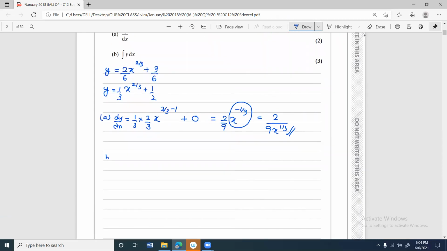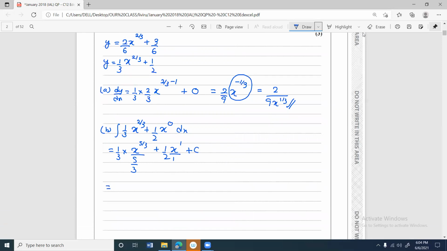When you do this integration, that is integrating 1 over 3 x to the power 2 over 3 plus half, you can write half times x to the power 0. This is for the convenience of this integration. Then you can do 1 over 3 times x to the power 2 over 3 plus 1, which is 5 over 3, over 5 over 3, using x to the power n plus 1 over n plus 1, plus half x to the power 0 plus 1 is 1, over 1, plus c. You need to add a c over here, otherwise you won't get the complete marks.